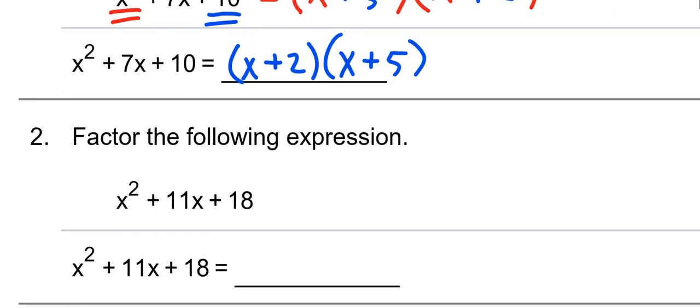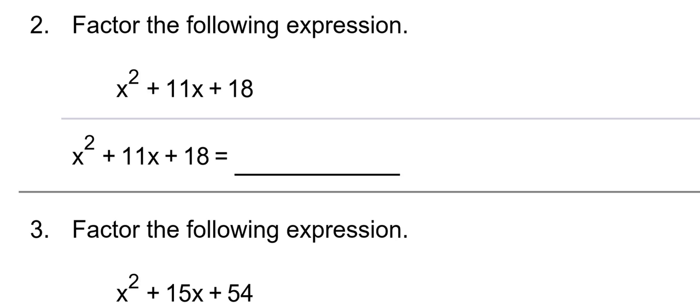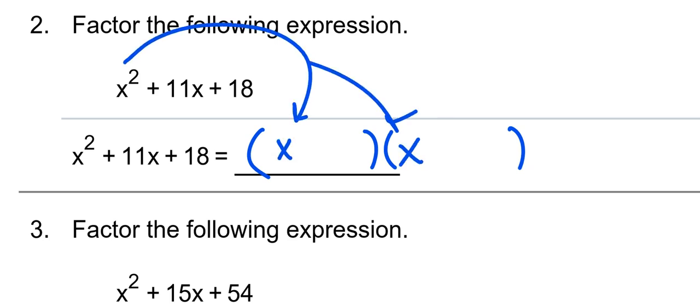And so here's another example, same type of thing. Two things that multiply together to give me x squared. Well, that's pretty easy, right? x and x. But then, what multiplies together to give you 18? Well, there's 18 and 1, there's 2 and 9, there's 3 and 6.